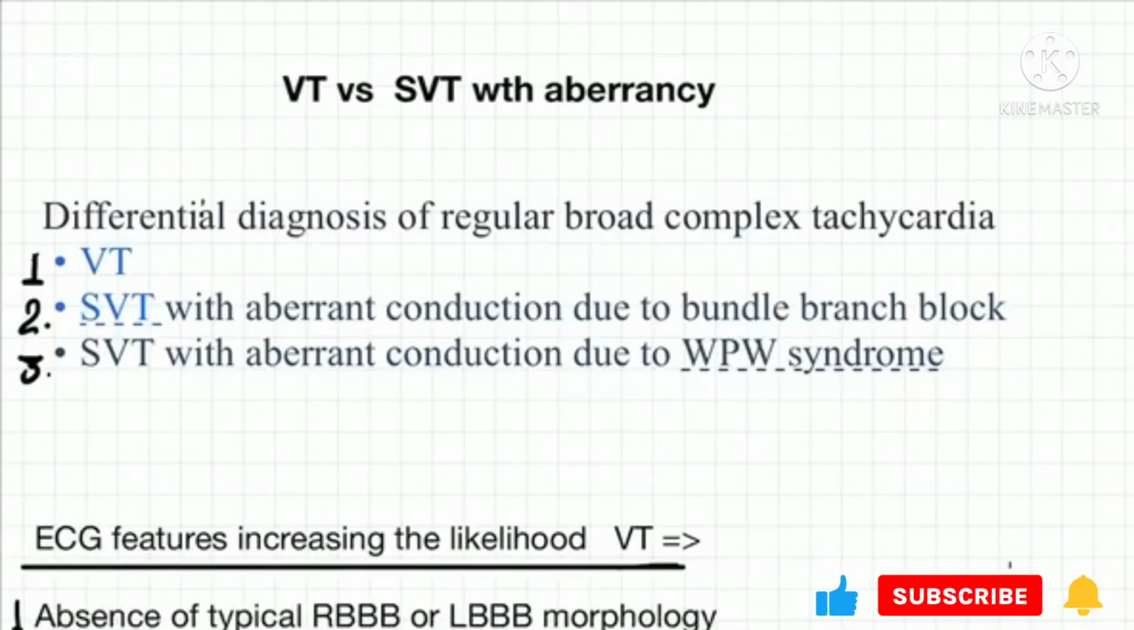The main difference between VT, ventricular tachycardia, and SVT, supraventricular tachycardia with aberrancy. This is the most common confusing diagnosis at the time of emergency, when we are dealing in critical care. As I was doing my work in internal medicine, so many times we, in the emergency, just confuse between the VT and SVT.